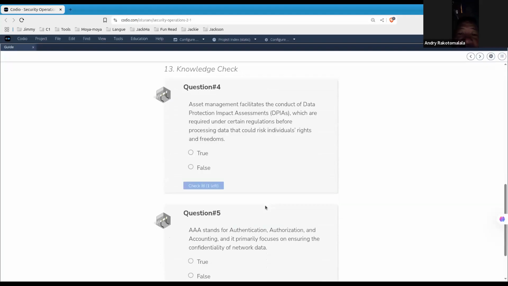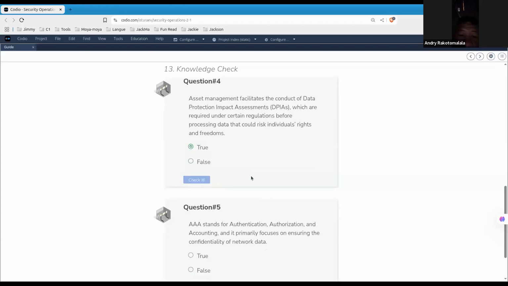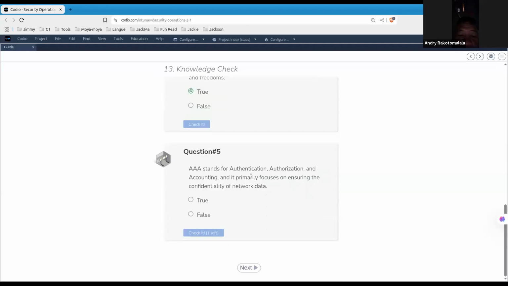Asset management facilitates the conduct of the DPIAs, which are required under certain regulations before processing data that could risk individuals' rights and freedoms. True or false? A lot of people saying true again. That is correct. Well done, everyone. Question number 5.